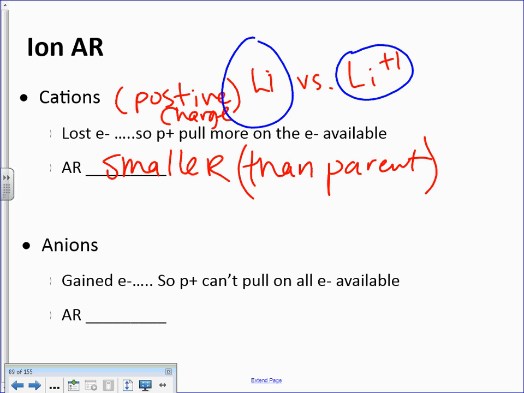The reason why is that once you lose electrons, the battle is lost. The protons win, people, and they suck in the remaining electrons. They attract them because they overpower them, which causes the shell to decrease in size, just because of the more attractive nature of the protons. There are more protons to pull in the available electrons that are left over. So can you give me what you think about anions? The opposite, right? They're larger. And don't forget, anions are negatively charged particles.